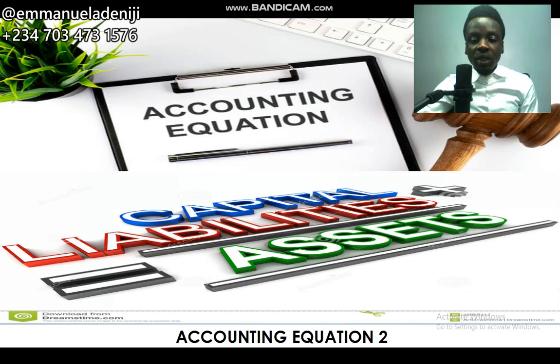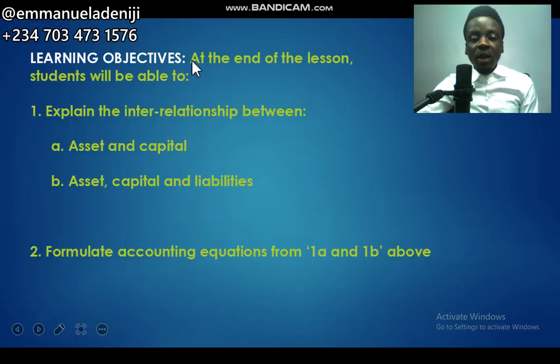Now let's take the objective of this lesson. At the end of the lesson, students will be able to: 1. Explain the interrelationship between A. Assets and capital, B. Assets, capital and liabilities. 2. Formulate accounting equations for 1A and 1B above.